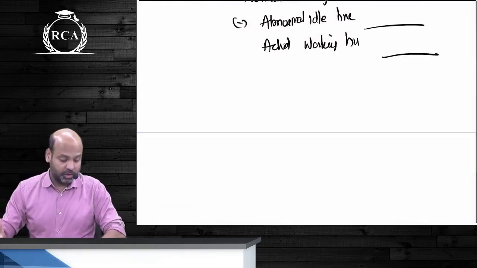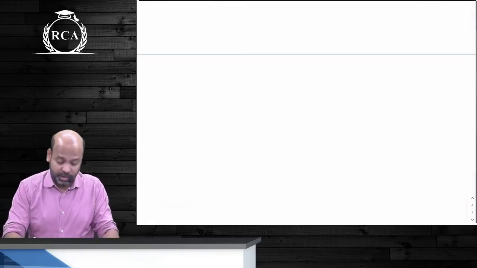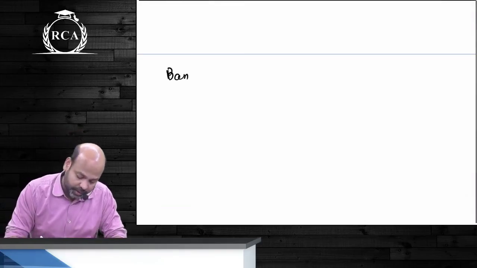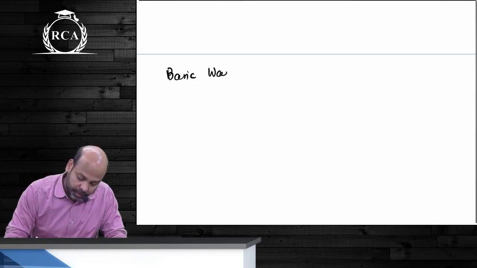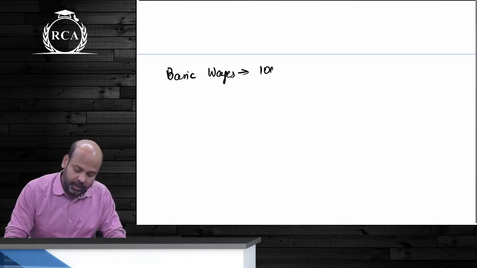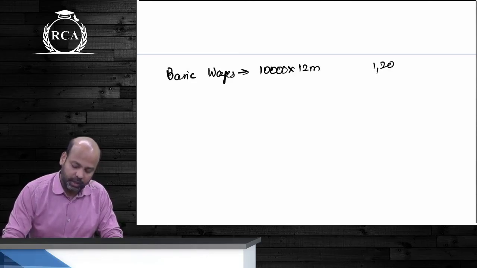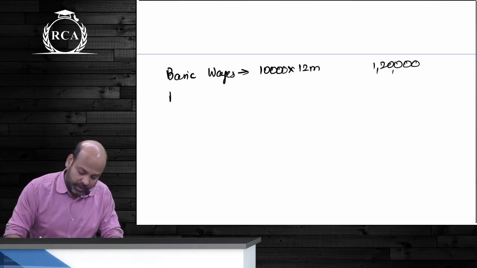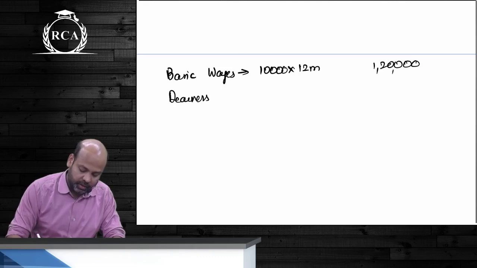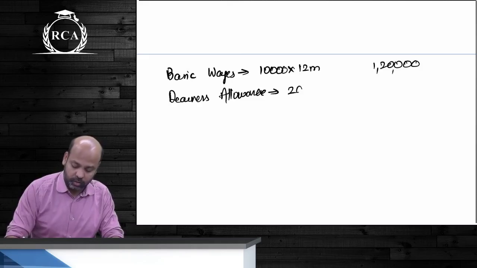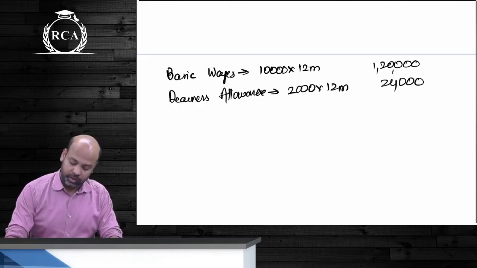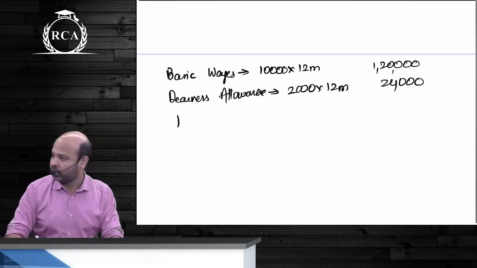Compute the total amount of expenditure that you're going to incur in a month guys. Can you tell me how much is the basic pay? So basic wages beta is 10,000 per month. So that will be 10,000 multiplied by 12 months, 1,20,000. How much is the amount of dearness allowance? 2,000 per month multiplied by 12 months. That will be 24,000. Next beta, और क्या है?